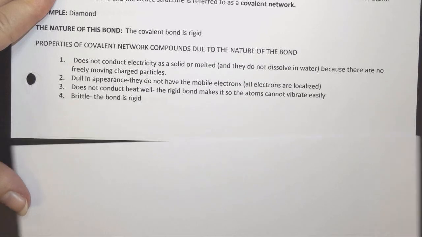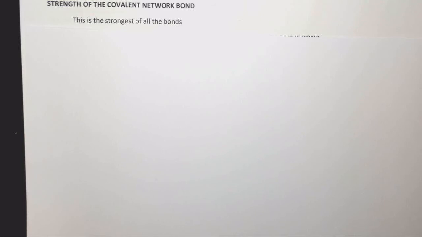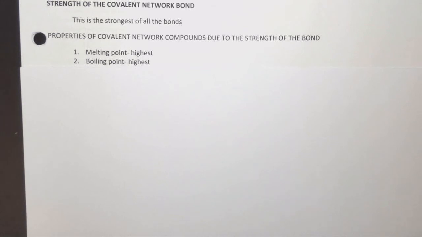And then we have, on the next page, talking about the strength of this. These are the strongest of all types of bonds. And so what kind of properties would we see because of this strong bond? We would notice that the melting point and the boiling point would be very high. And in fact, these substances have the highest melting points and boiling points of all the substances. They would have very high heats of fusion and heats of vaporization.